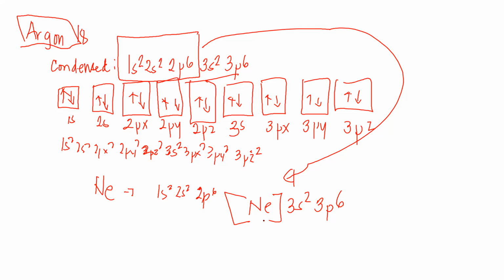Okay? Sir, how come? This is already 10: 1s2, 2s2, 2p6. Just add it. So instead of punishing yourself by writing 1s2, 2s2, 2p6, you can write Ne, 3s2, 3p6.